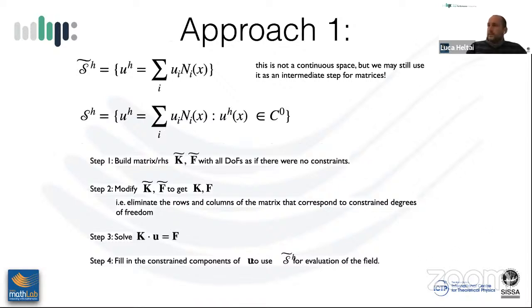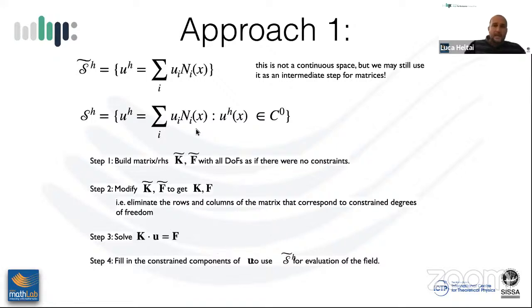So the idea is you build the matrix with all the DOFs as if there were no constraints, and then you modify those to get the correct ones, the ones that would give you conformity in C0 in a certain sense. Then you solve for this one, and once you have solved for this one, you fill the constrained components of U to be the correct ones in order to have the correct visualization.